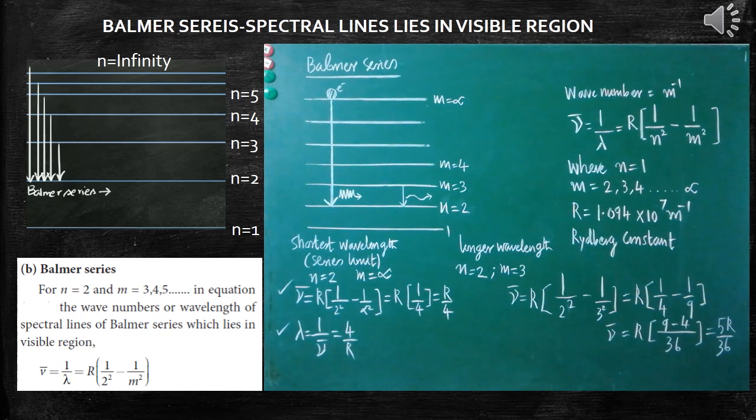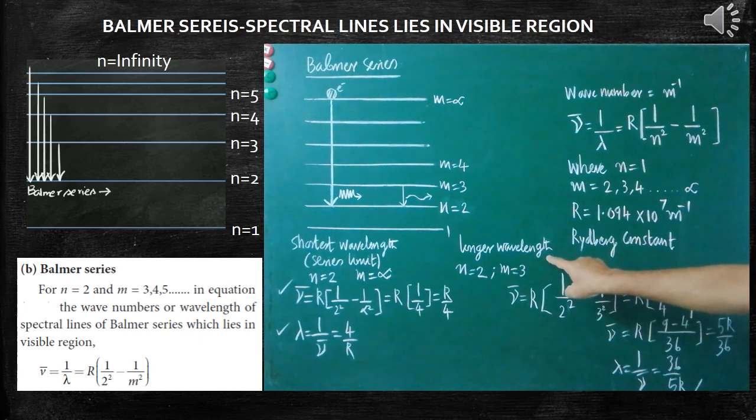How to get the wavelength? Wavelength will be equal to, just reciprocate the wave number. You will get 36 divided by 5R. So this is the formula by which we are able to calculate the wavelength and wave number of the longer wavelength radiation in the case of the Balmer series.